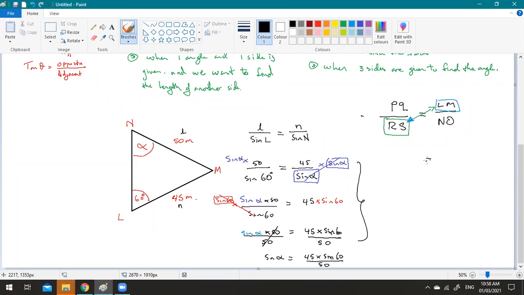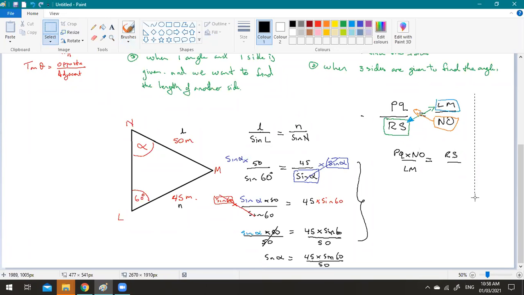So let me write it. If this is the equal sign and these are the fractions, I'll have RS here now, and I'll have LM at the bottom. But again, I want the RS by itself. So if I move the NO and it goes across the equal sign, it goes to the top, not so? So I have PQ by NO. Yes, sir. All right, so that's basically what we did.